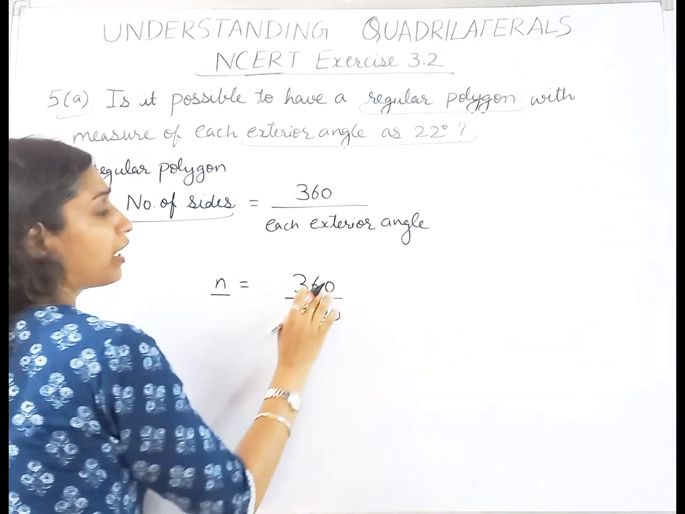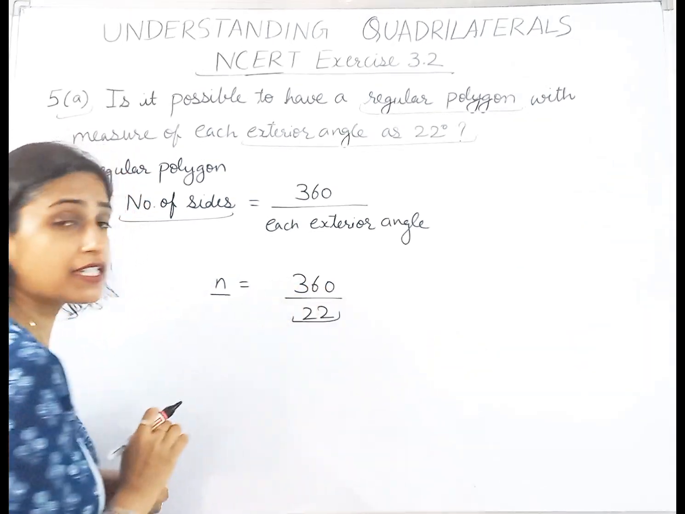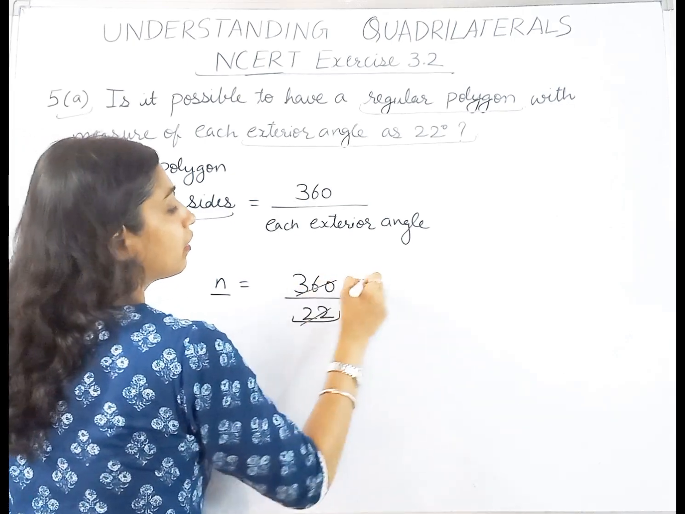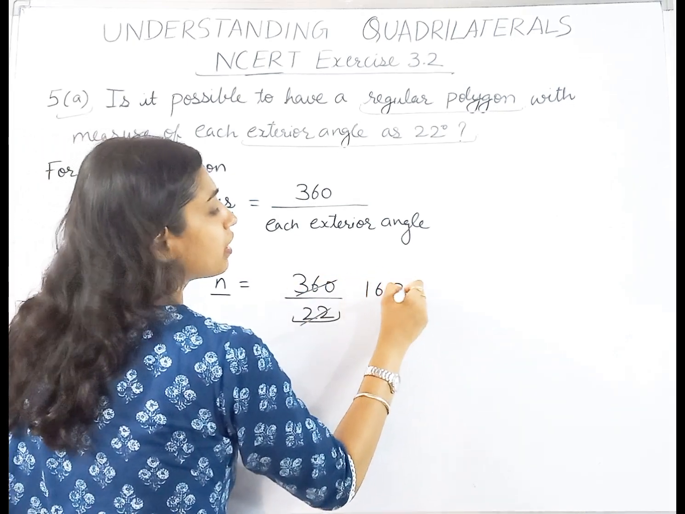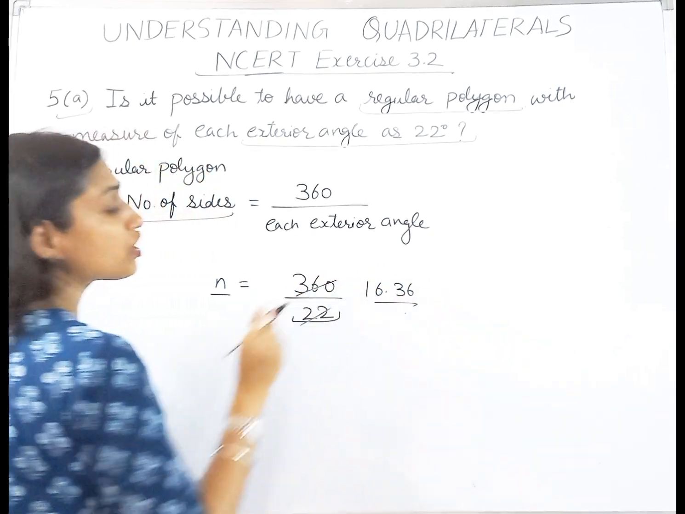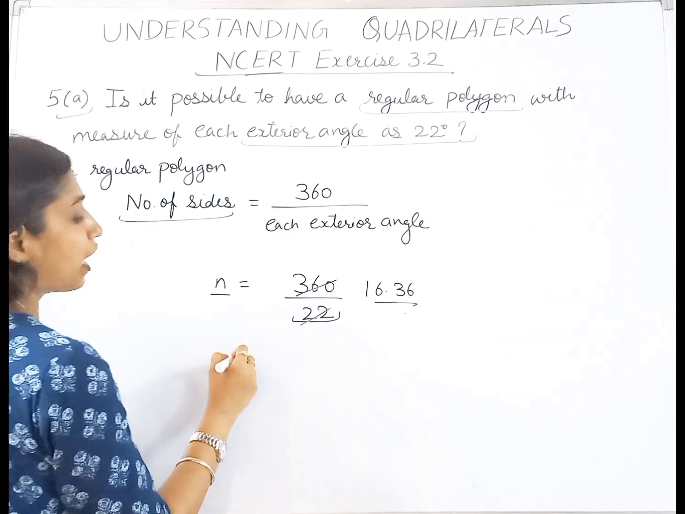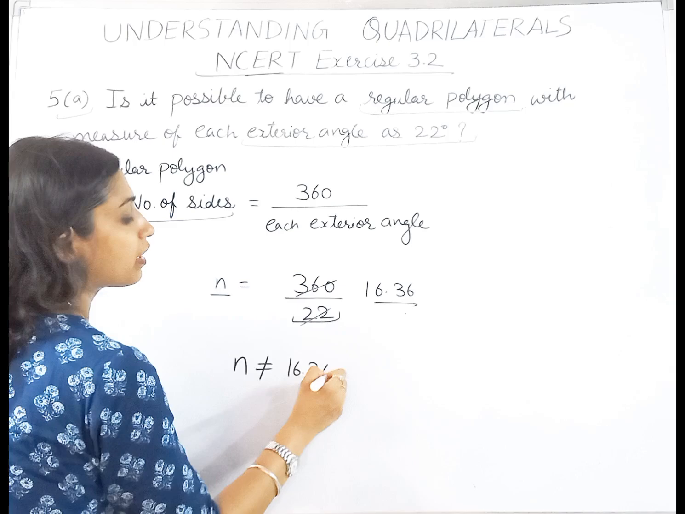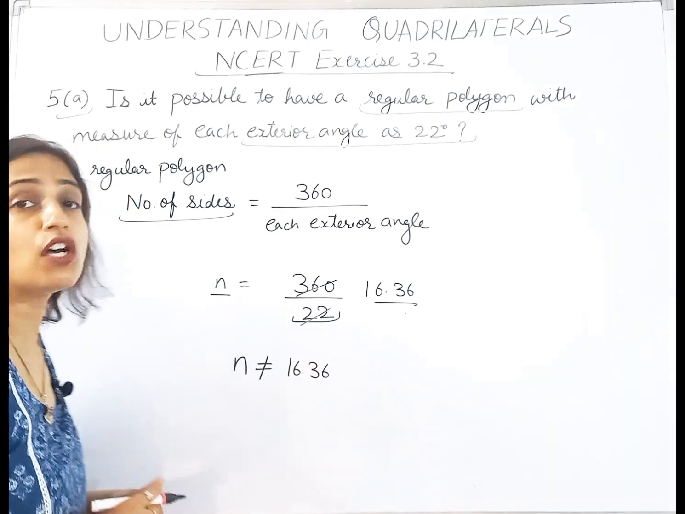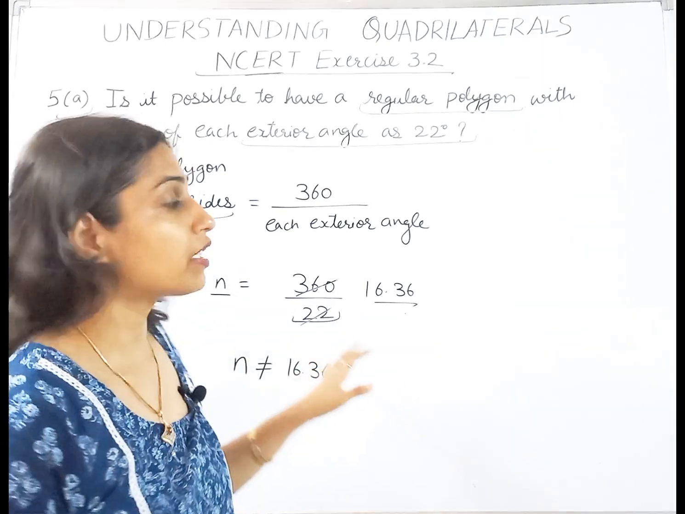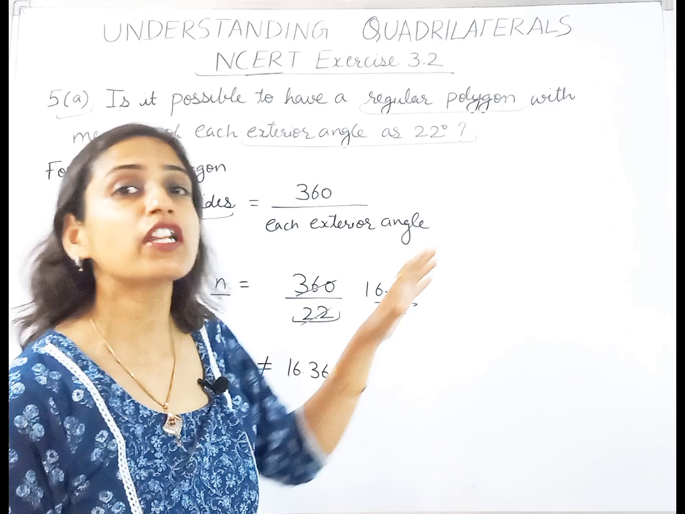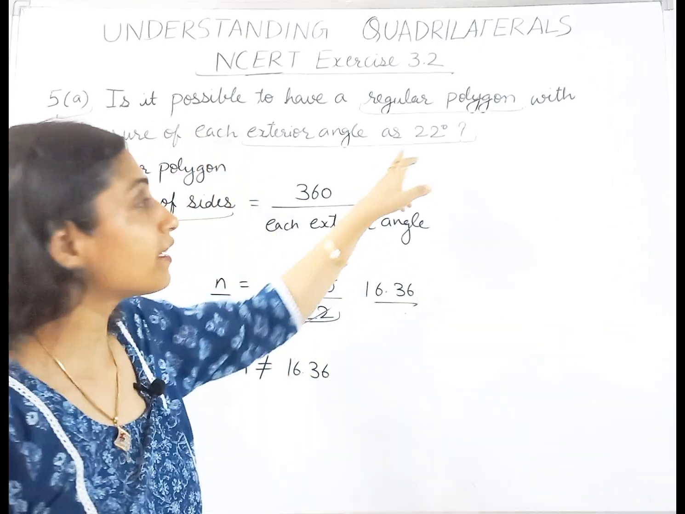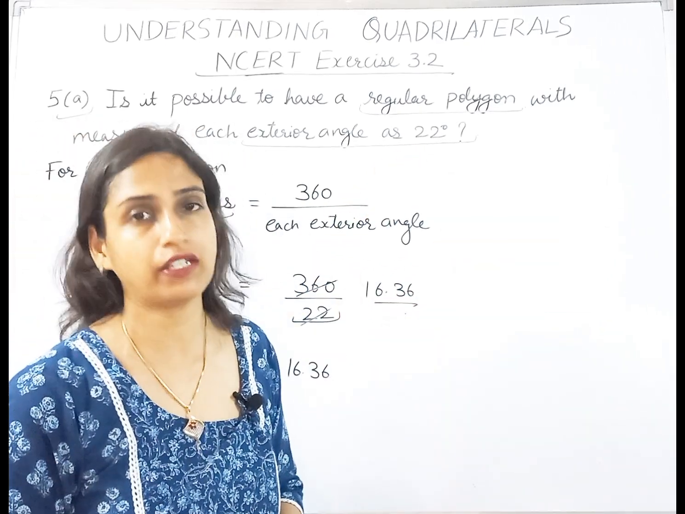So if we divide 360 by 22, then we get 16.36 as an answer, which is not a whole number. So the value of n cannot be equal to 16.36. The value of n should be a whole number. That means it is not possible to have a regular polygon whose exterior angle is 22 degrees.